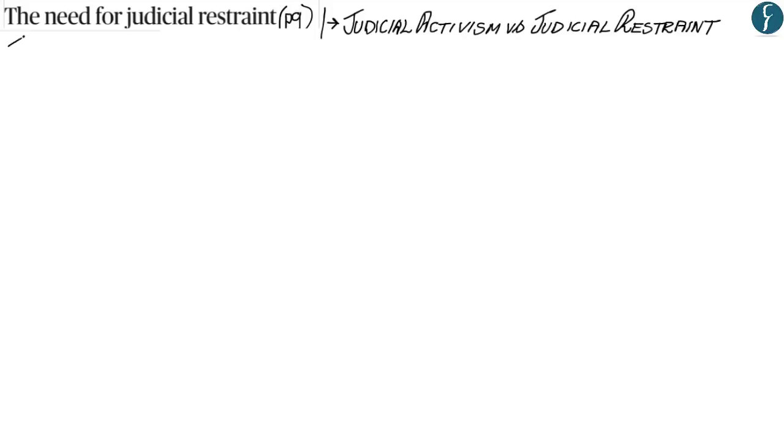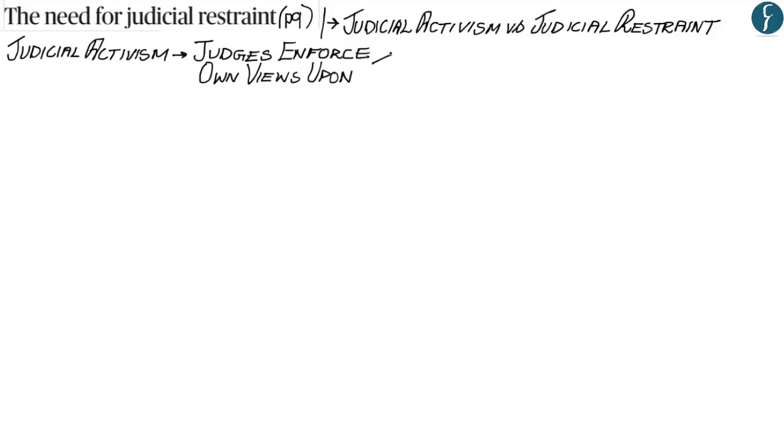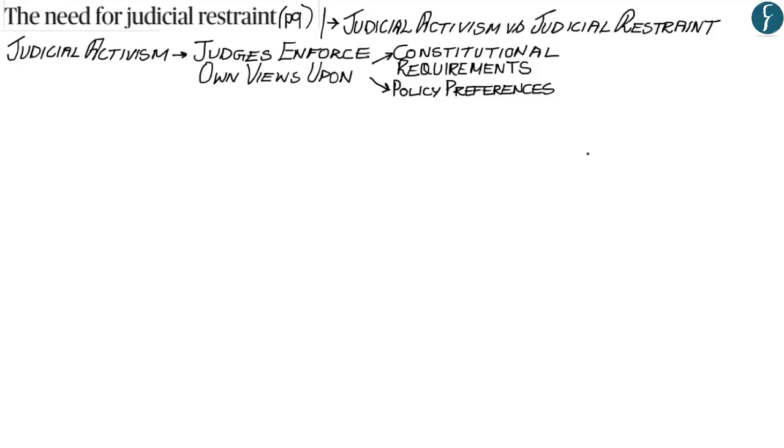Now in the simplest of terms, judicial activism means that judges enforce their own views with regards to constitutional requirements and policy preferences. Now these constitutional requirements which have been enforced by the judges based upon their own views would be contrary or against the view of the majority legislature. Similarly, the policy preferences which might be given by judges based upon their own views would be contrary or against the views of the executive.